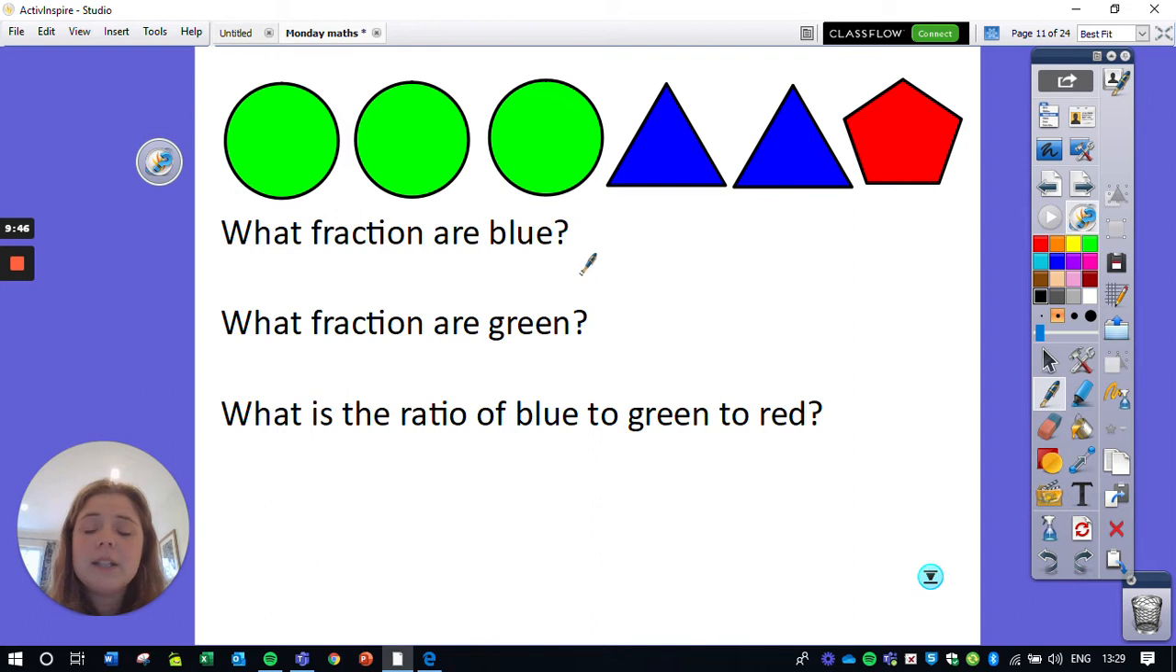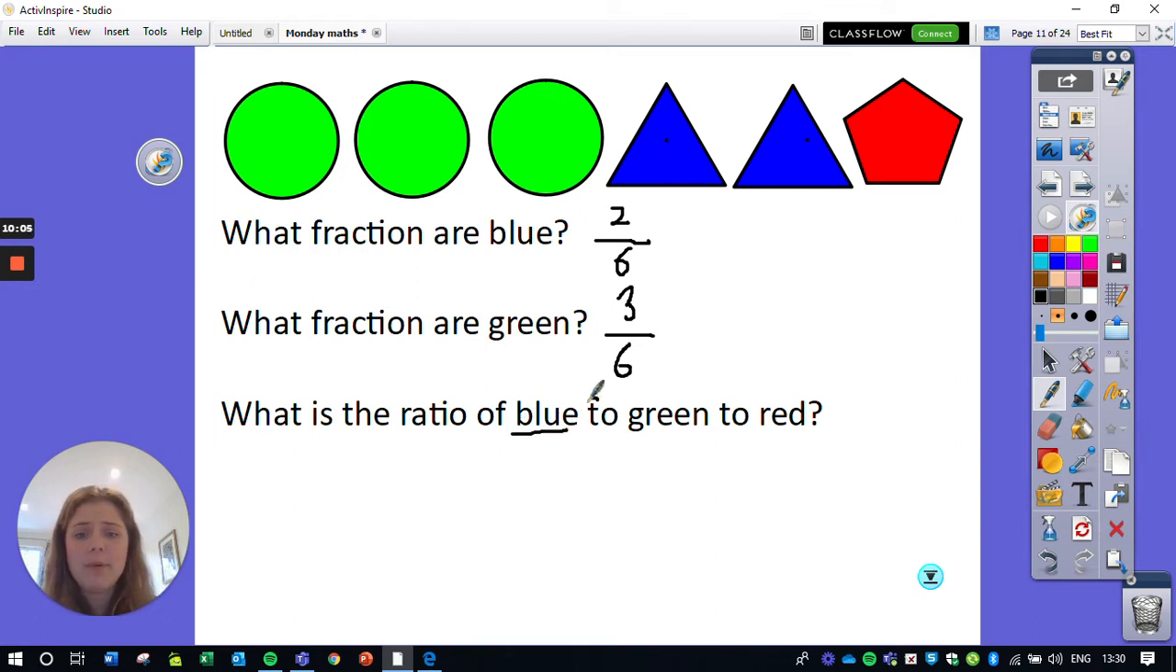Right, what about if there's 3 different values? It doesn't really change how we do our fraction. There are still 6 shapes in total, and what fraction of them are blue? 1, 2, 2/6 are blue. Similarly, what fraction are green? Well, there's still 6 shapes. How many of them are green? 3/6. Equally, when we're doing our ratio, it doesn't really change much at all.